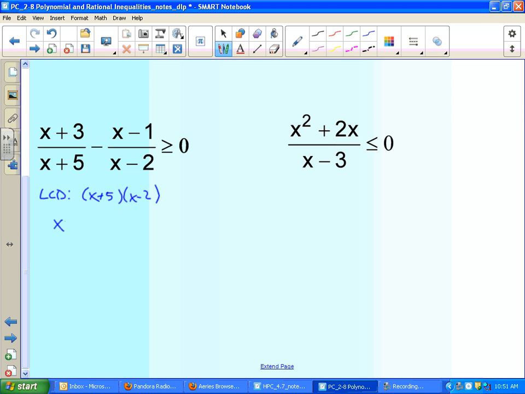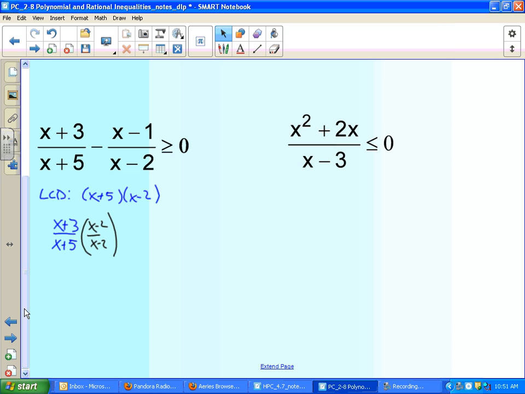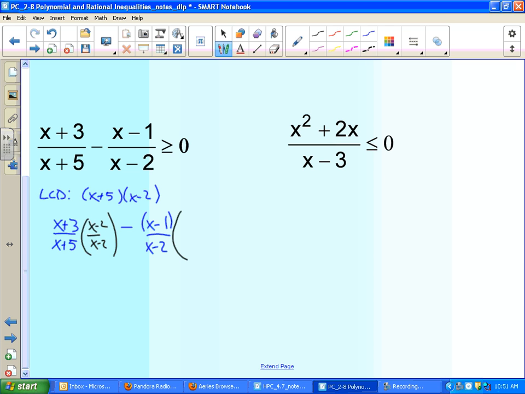That means I'm going to set up my original problem, but I'm going to have to multiply by the missing LCD, which is x minus 2 on the top and the bottom. Minus, oh, got to be careful of that negative. Put it in parentheses. And then this one is missing the x plus 5 part of my LCD, so I'm going to have to multiply by x plus 5, x plus 5. I'm looking for positives.